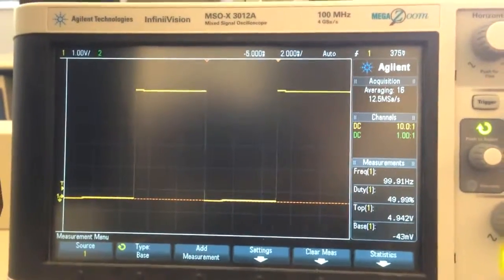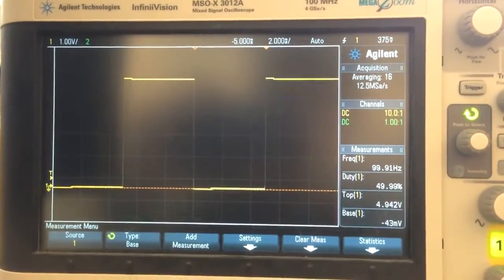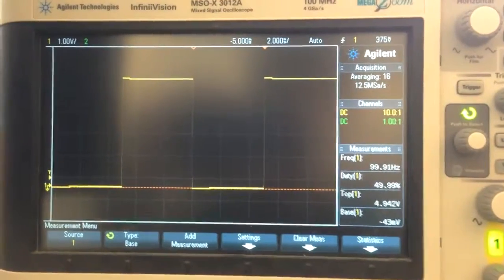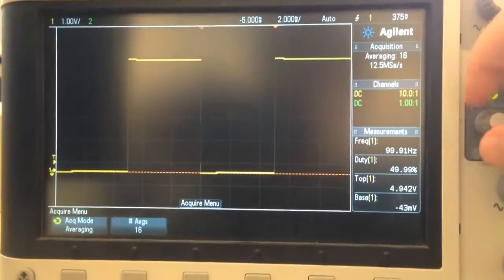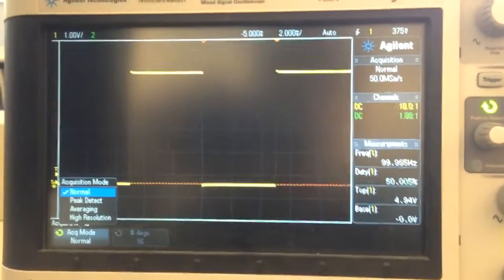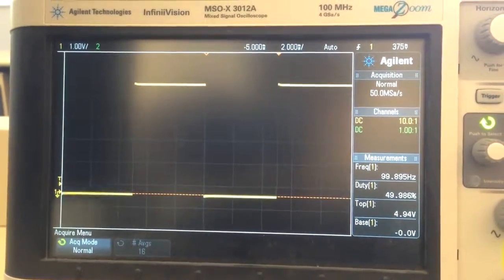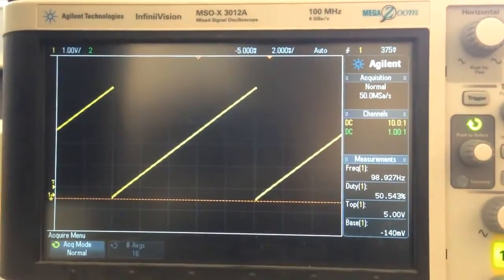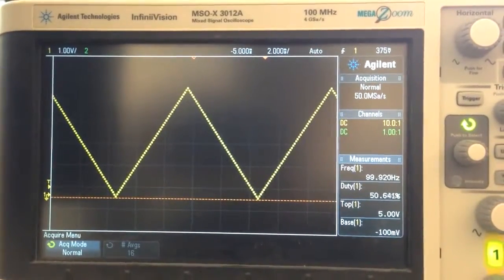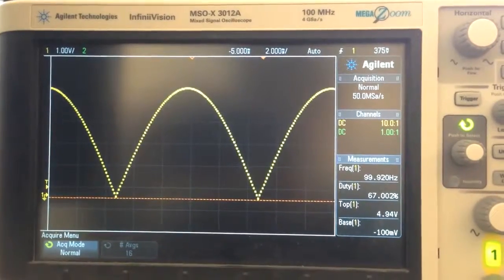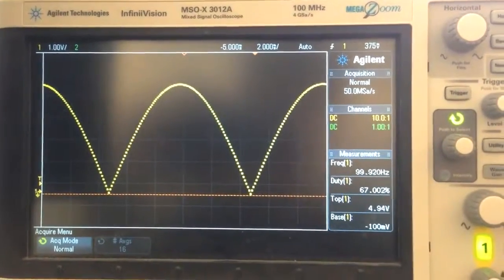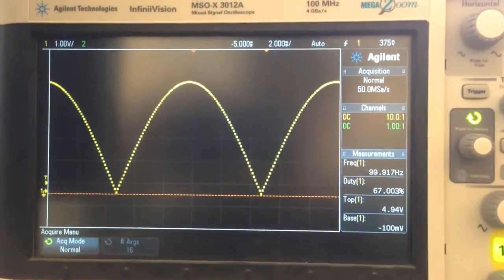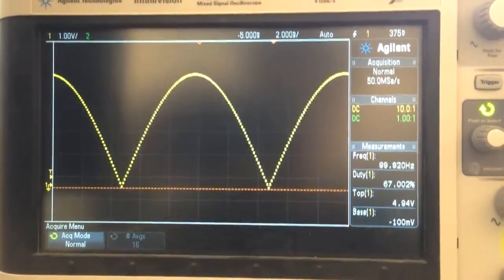I have the oscilloscope on averaging mode so that it will slowly appear to be morphing from one wave to the other, but really it's instantaneously changing here. I'll change it back to normal. This is what it really looks like when it changes from square to sine. And then to sawtooth. This is a triangular wave. This is our absolute value of sine. Now we're getting into the custom waves that aren't required by the project. The triangular wave wasn't required either.